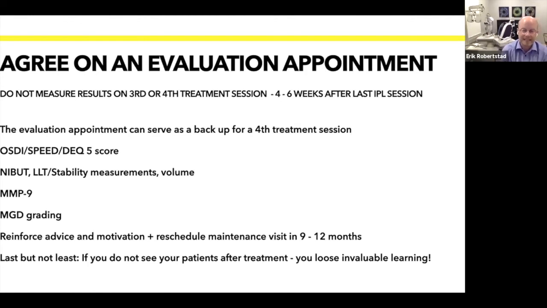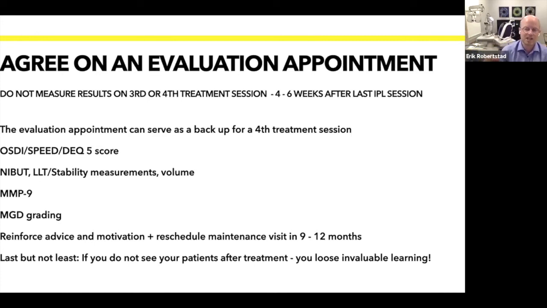And then in the end of that session, I would grade the MGD again on expressibility and on quality. Talk to the patient, reinforce your advice and motivate them on lifestyle aspects. And then I would reschedule a maintenance visit, maybe in 12 months. And it's amazing how long time this treatment actually lasts for.